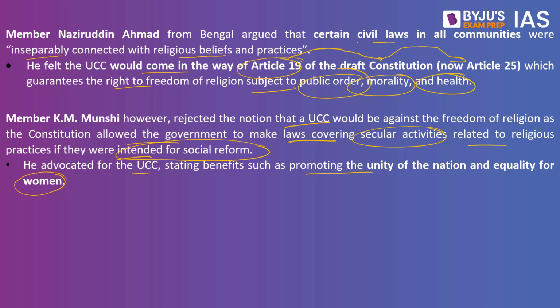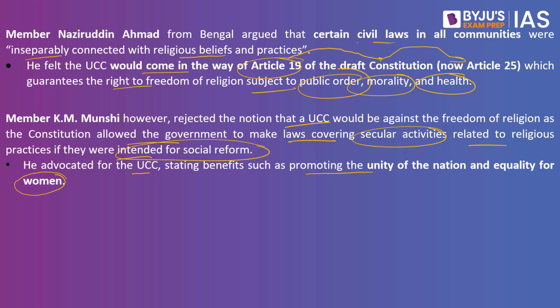He says that when it comes to Article 25, there are already reasonable restrictions. Let's say, for example, if it is to do with public order, morality and health, the state would be able to interfere and also make changes, so that there is social reformation in society. We have already given exceptions under Article 25. Similarly, if a uniform civil code also steps into the picture, it will be another exception. So the state can interfere so that we are able to bring social reform in the country.